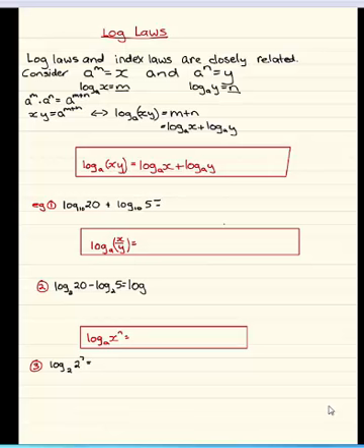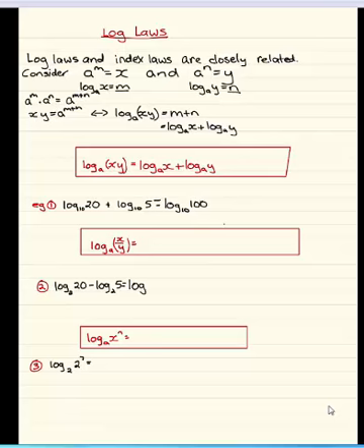So see where we have log base 10 of 20. 10 to what power equals 20? That's not something that we know. Log 10 of 5. 10 to what power equals 5? Again, not one that we easily know or work out. But what we can do is look at that and say, well, what is 20 times 5? 20 times 5 is 100. So this is the same as log base 10 of 100.